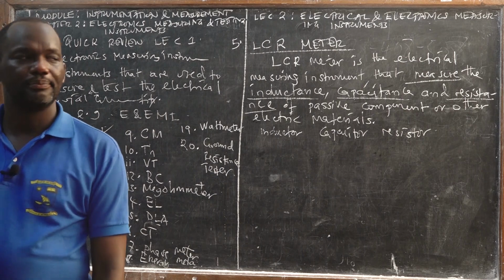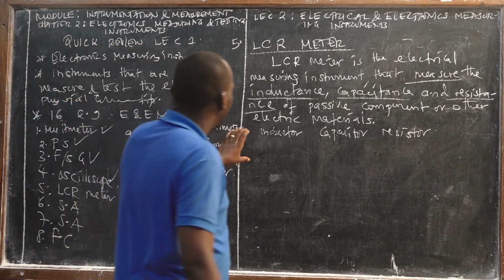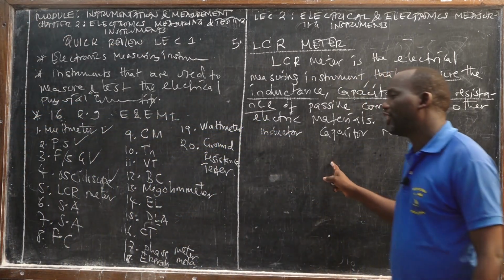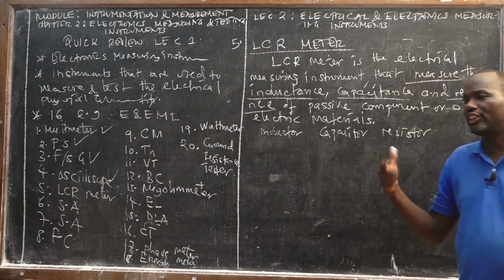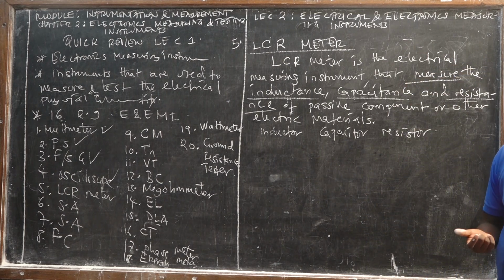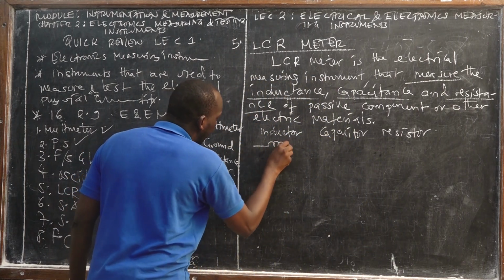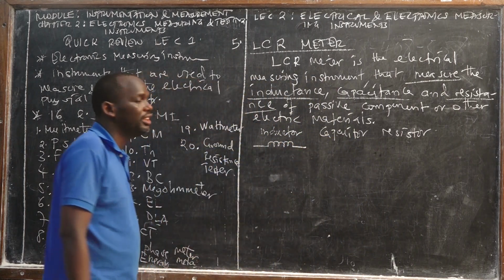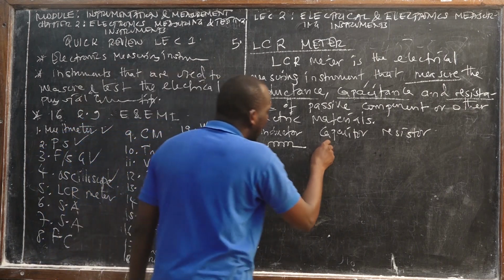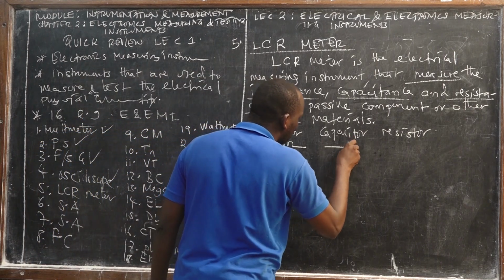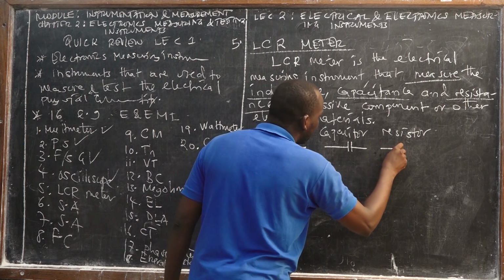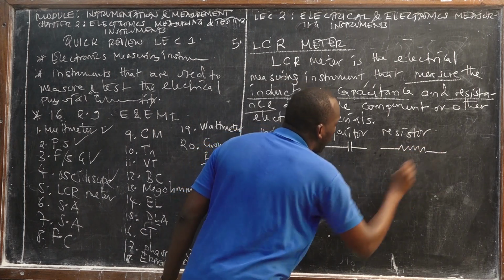Let us listen together. An inductor, in a simple context, is an electric component. It's a component whose symbol is just like this one. Capacitor is also an electric component, a passive electric component. Resistor is also an electric component.